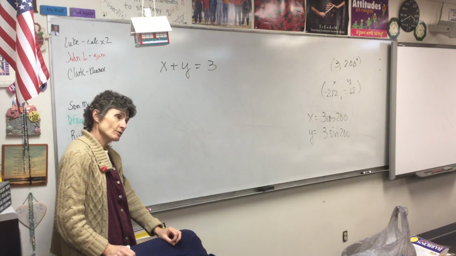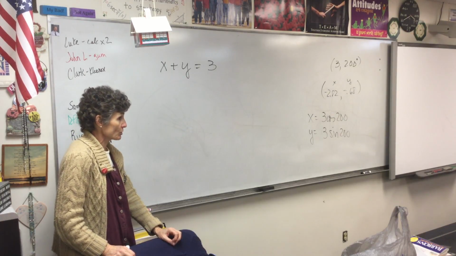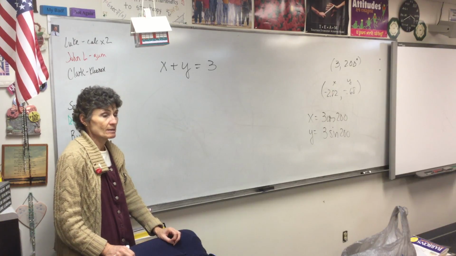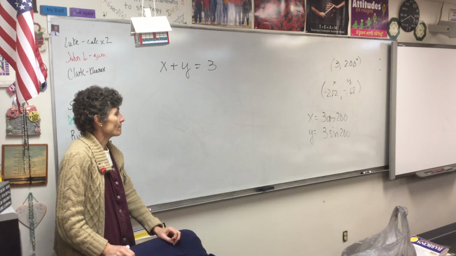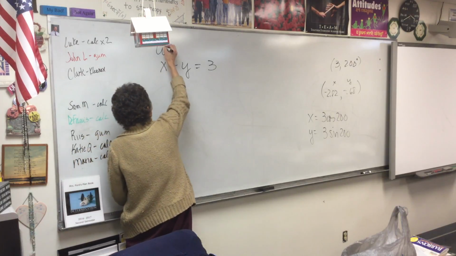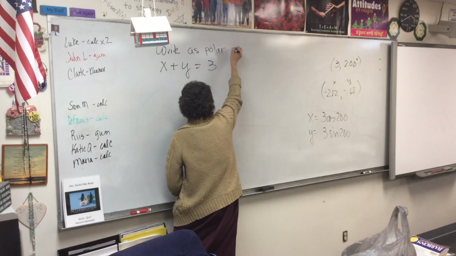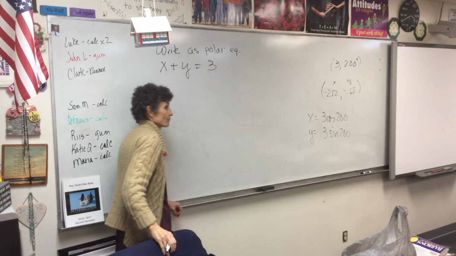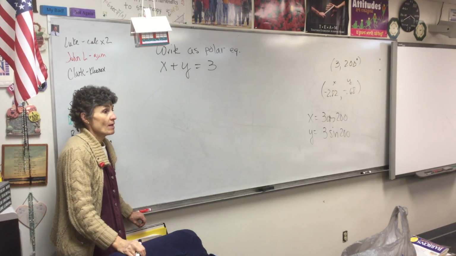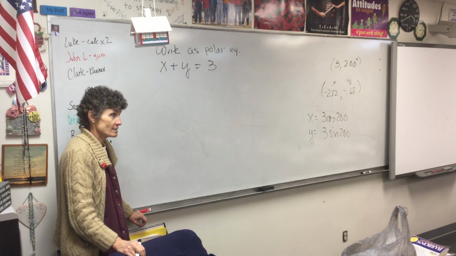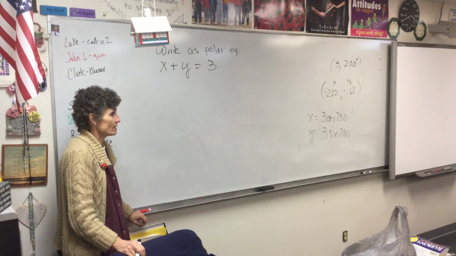Now, why is it called Cartesian? Because its variables are X and Y. And that's what Cartesian means. Your variables are X and Y. So if we said, write this as a polar equation, then that would mean no X's and Y's, just R's and thetas.